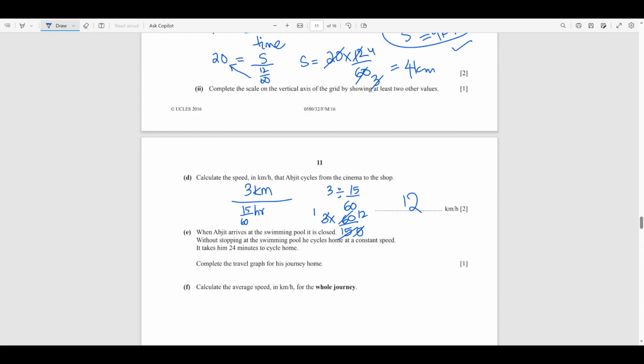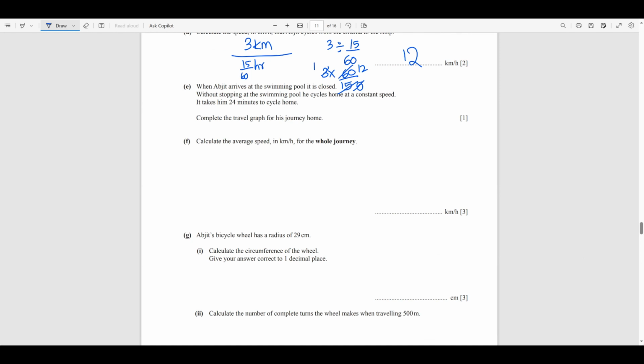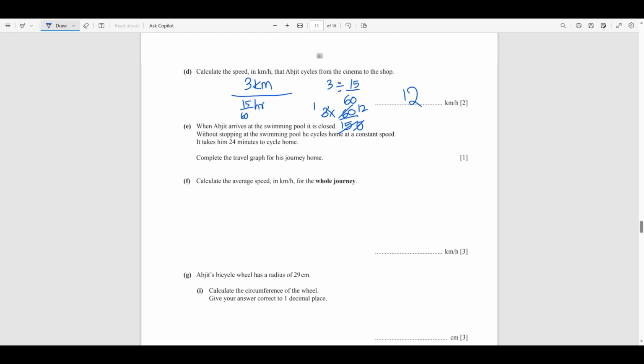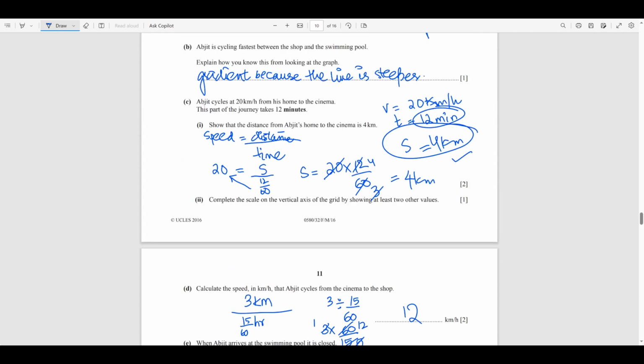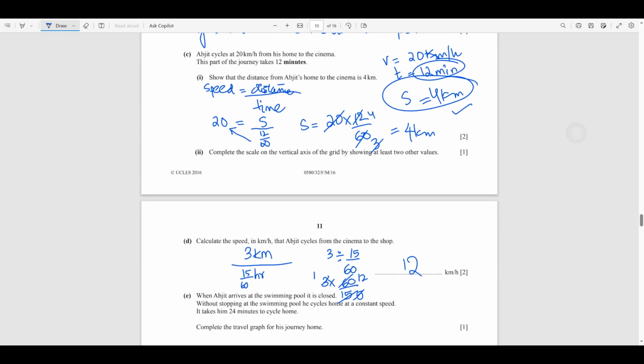Right. Moving on, part E. When Abjeet arrives at the swimming pool, it's closed, so without stopping he cycles home at a constant speed. It took him 24 minutes. All right. He did not wait at the swimming pool and he took 24 minutes to cycle home.